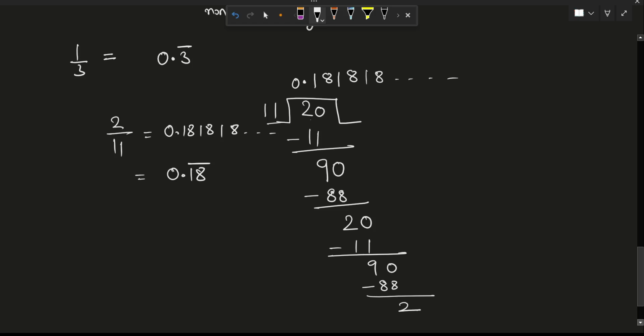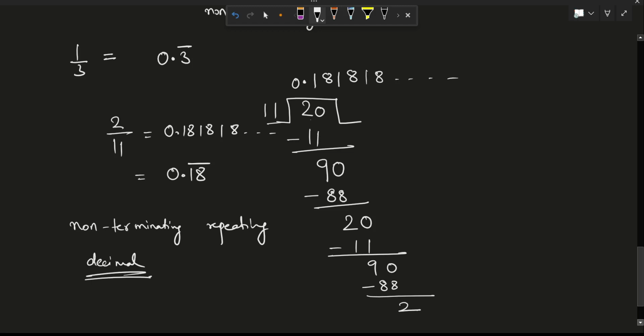This is called a non-terminating repeating decimal. So for rational numbers we observe that they have two types of decimal expansion. One is the terminating one.